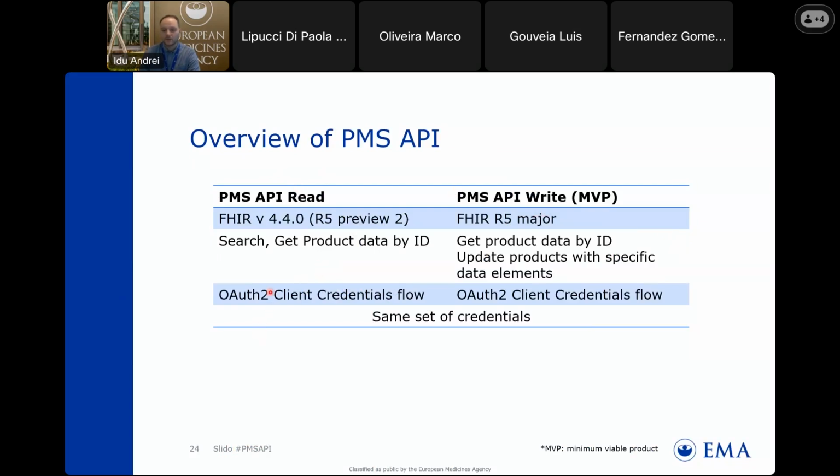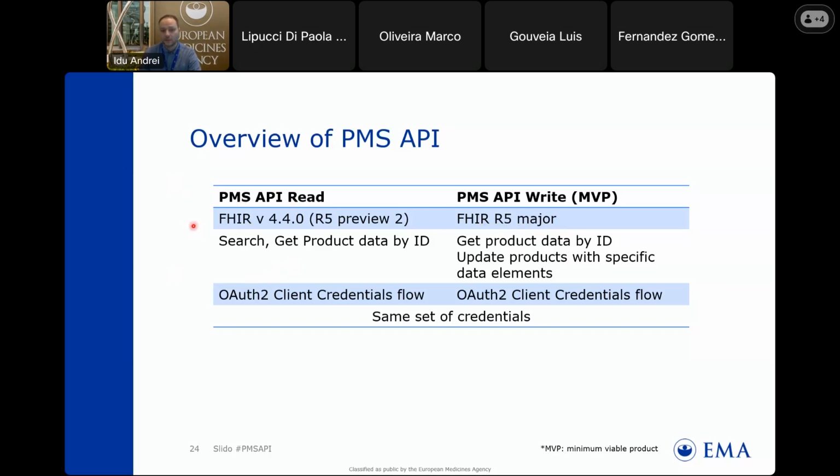So first, an overview of the differences between the read capability and the write capability. One of the key differences is that they actually implement different FHIR versions. The current capability of reading data is implemented on FHIR version 4.4.0 or R5 Preview 2, while the write capability, which will include a means to actually get data in the same format, so to read the data as well, per product, is or will be implemented in the FHIR R5 native version, that is version 5.0.0.